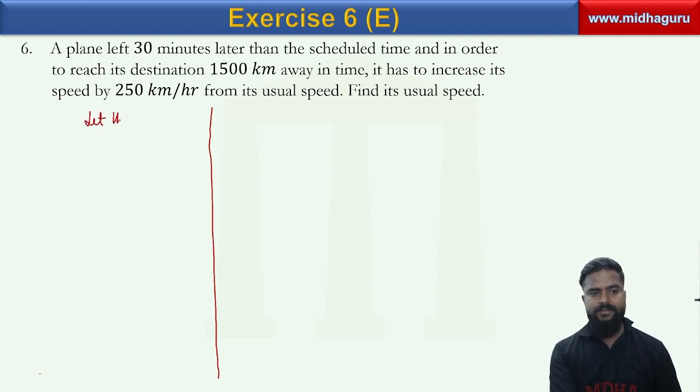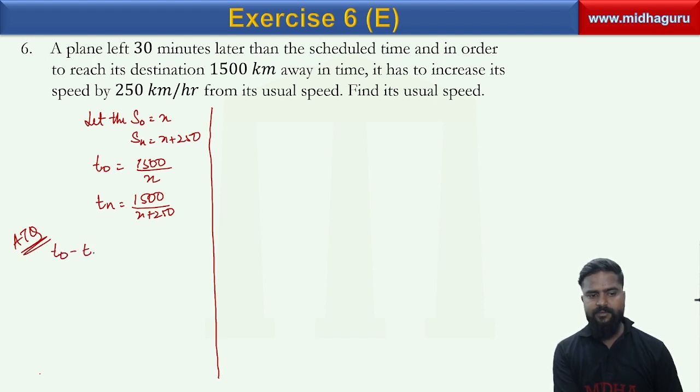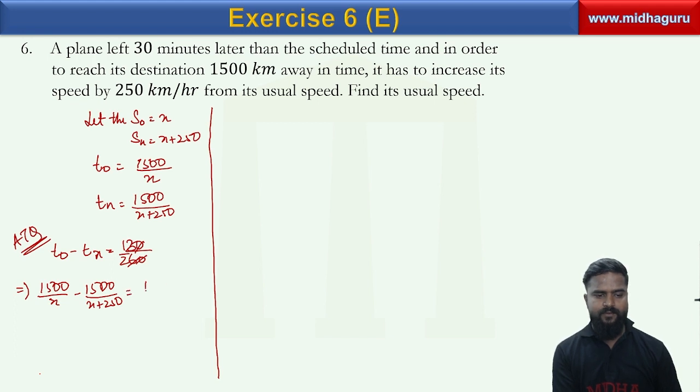So let the original speed be x kilometers per hour, so the new speed will be x plus 250. Similarly, the original time taken would have been the total distance by the speed, and the new time taken will be the total distance by the new speed. So now, according to this question, the difference in these two times is half hour. 30 minutes, which we divide by 60 to convert to hour, and we get 1 by 2. Substituting the values, we get 1500 by x minus 1500 by x plus 250 is equal to 1 by 2. We have it into x plus 250.